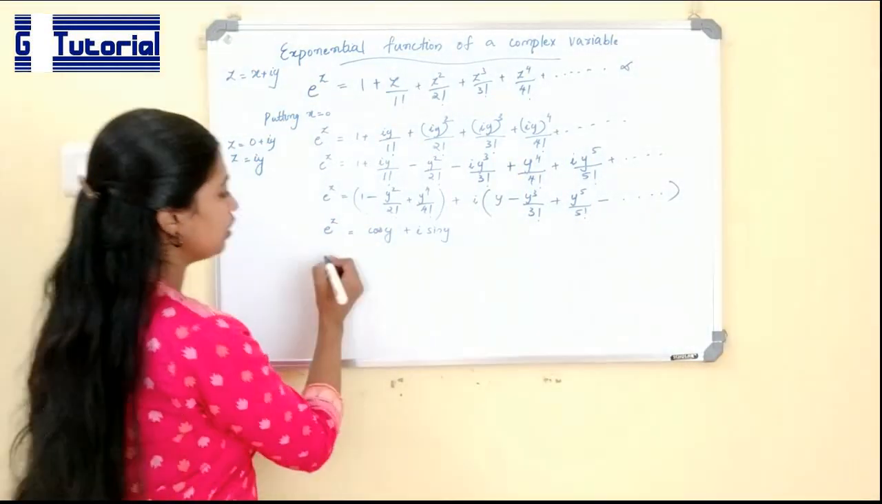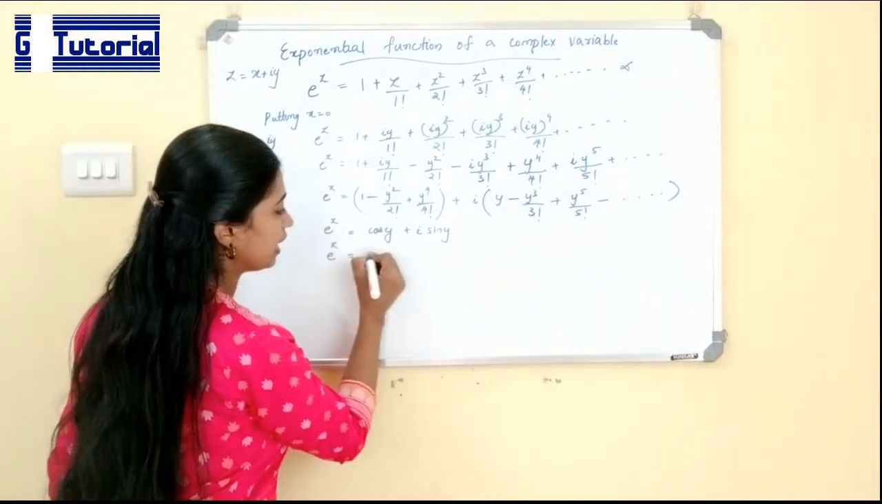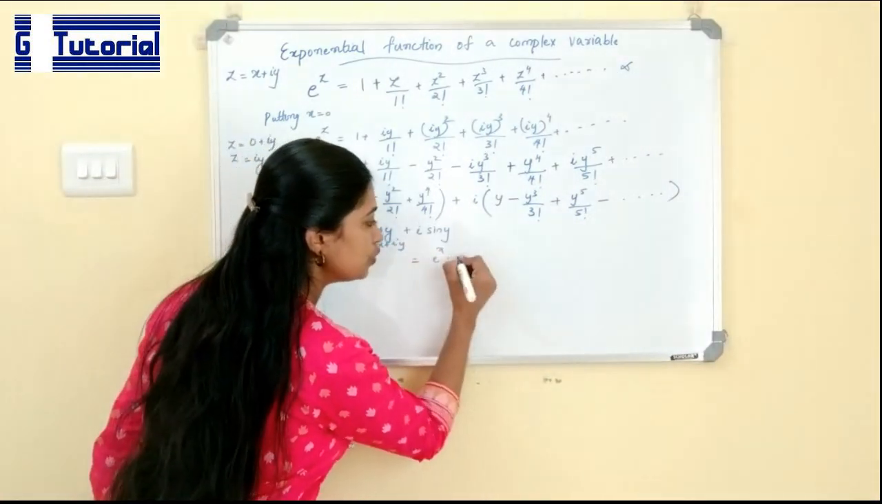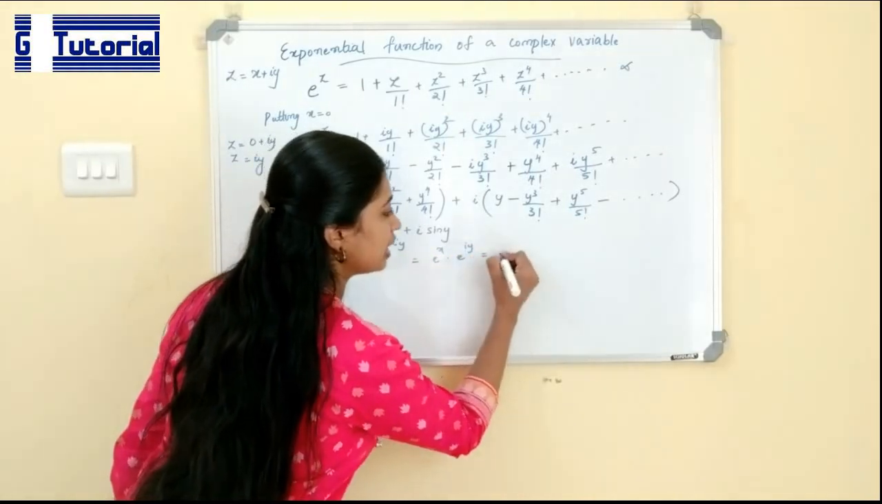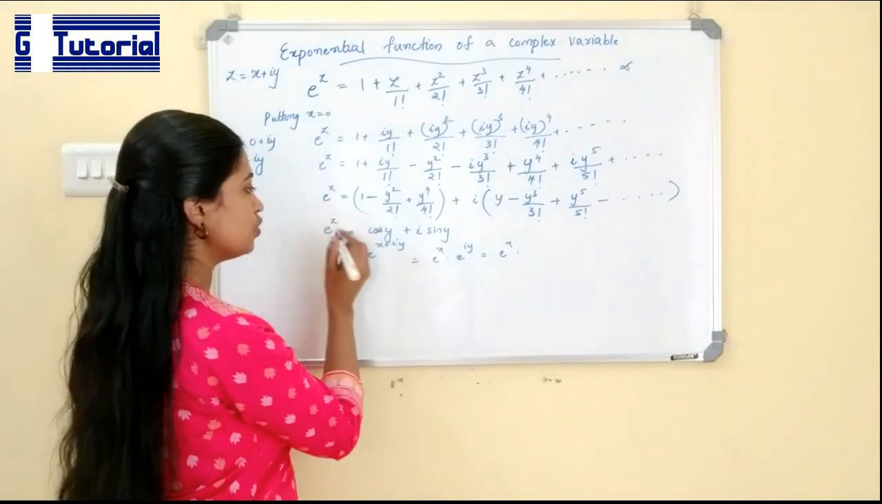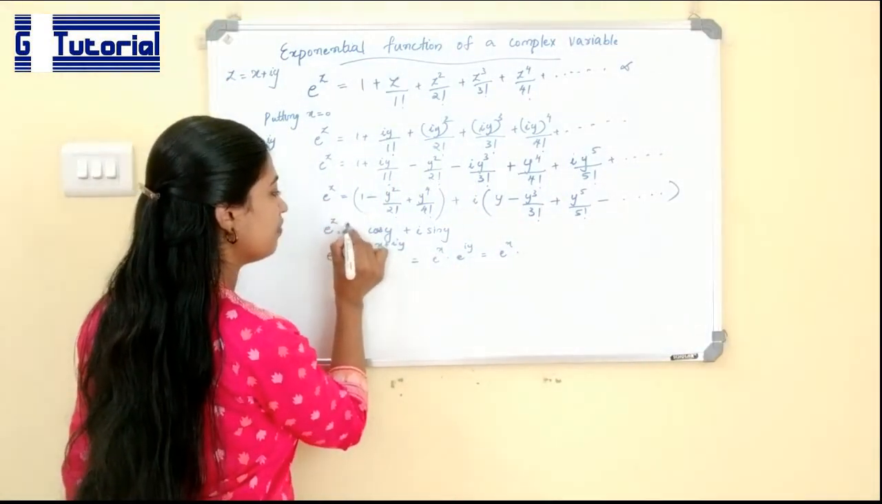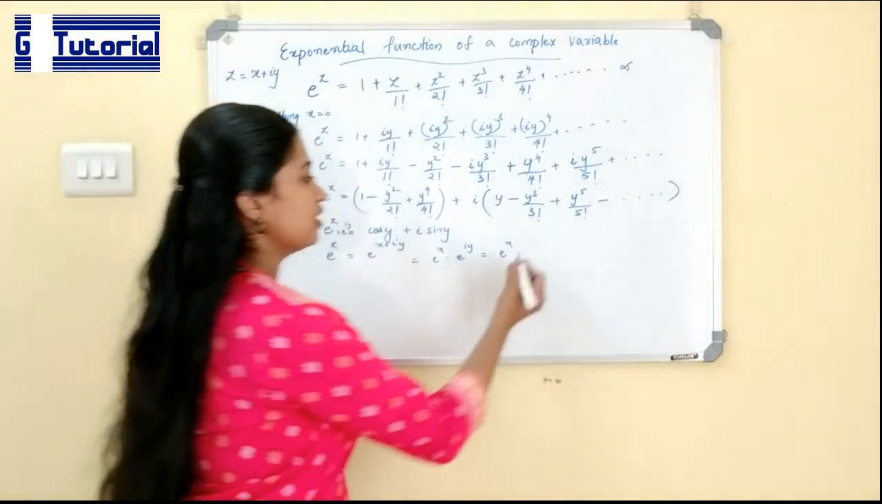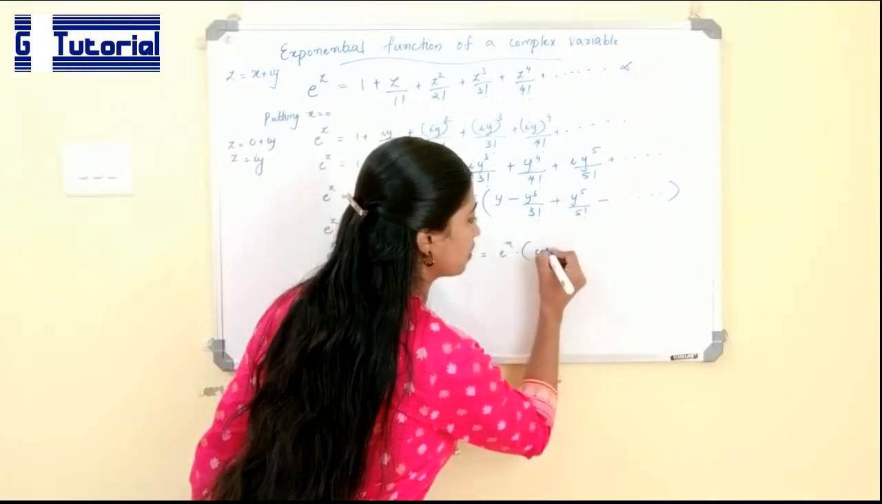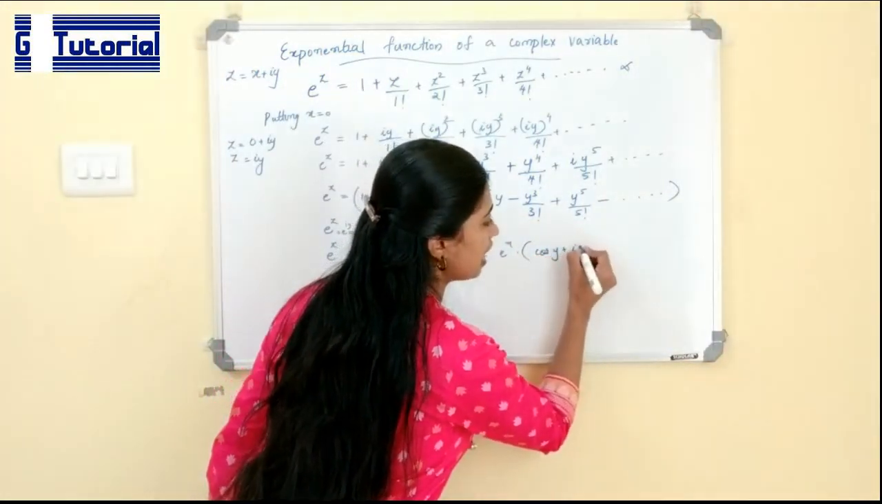So we can express e raised to z as cos y plus i sin y when x is equal to 0. We know that e raised to z is equal to e raised to x plus iy, or we can write e raised to x into e raised to iy. We can substitute for e raised to iy as cos y plus i sin y.